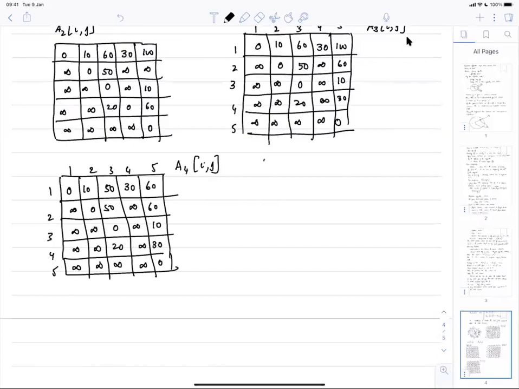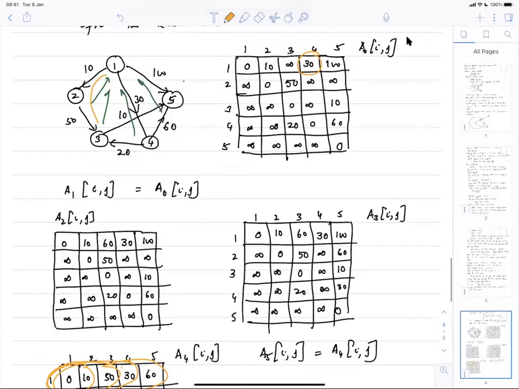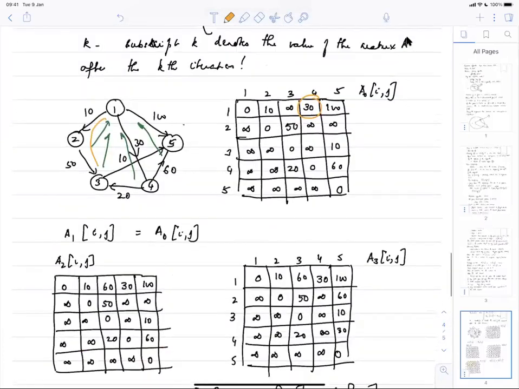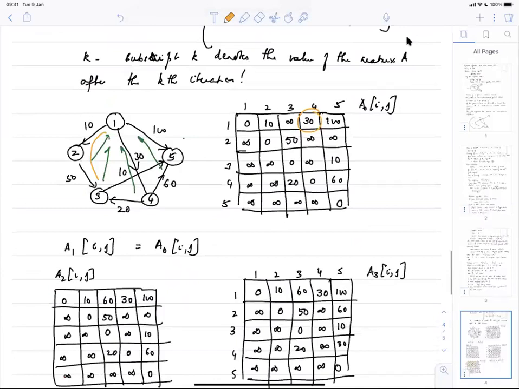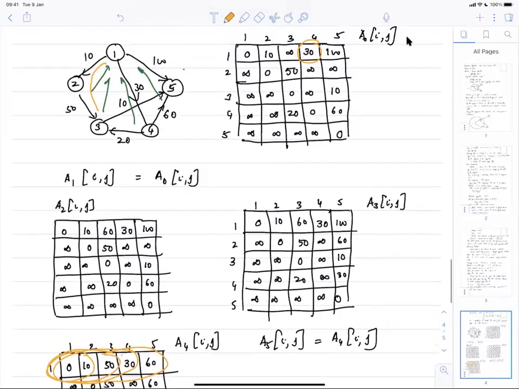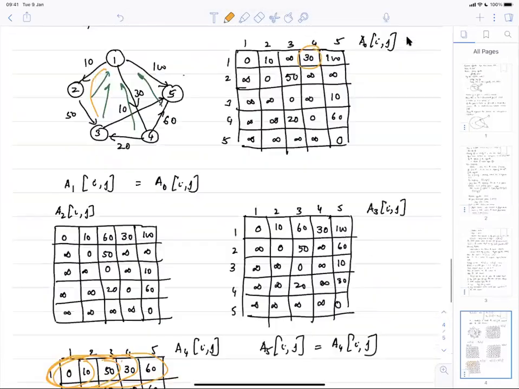And A5 of i comma j, because there is no path via this, will be equal to A4 of i comma j. So now what do we have? We can read off. What is the distance from 1 to 2? This is the shortest path. 1 to 3, this is the shortest path. 1 to 4, this is the shortest path. 1 to 5 is the shortest path. 2 to 3, 50 is the shortest path. And 2 to 5, we have 50 plus 10, 60.